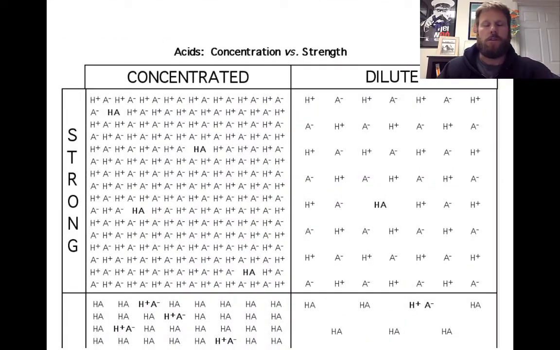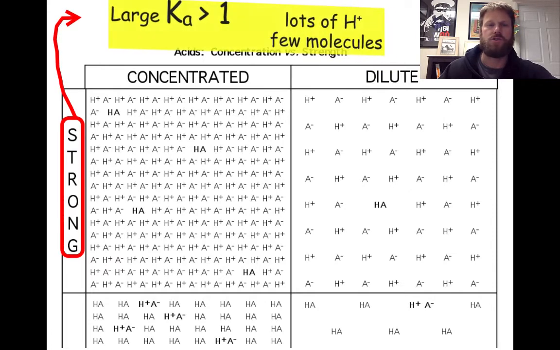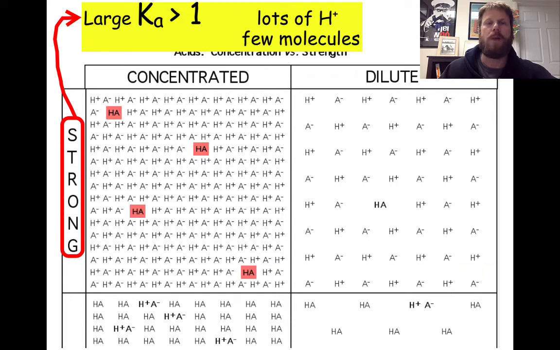So I think this is better seen with a diagram. Here we have a strong acid, both concentrated and dilute. In the concentrated version, you can see a whole heck of a lot of H+, but not very much HA molecules. Way more ions, way less molecules. This would have a Ka greater than 1. Lots of ions, only a few molecules. If we just diluted it, we'd have the same thing. We'd still have way more ions, but even fewer molecules now.